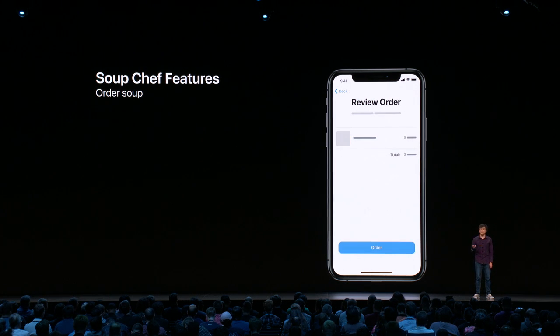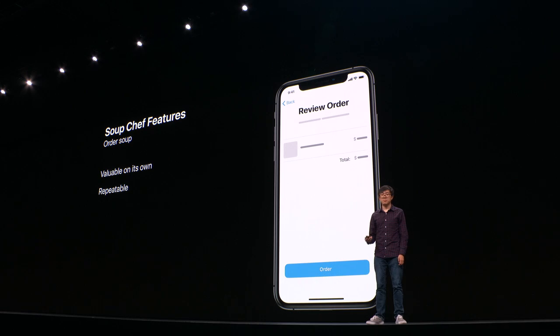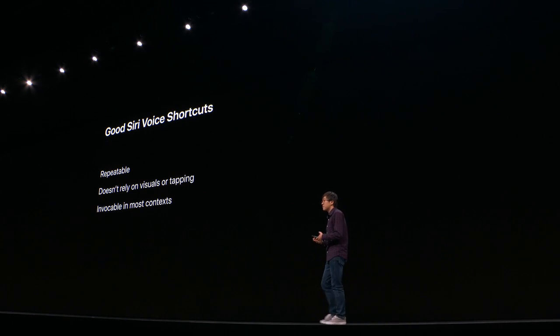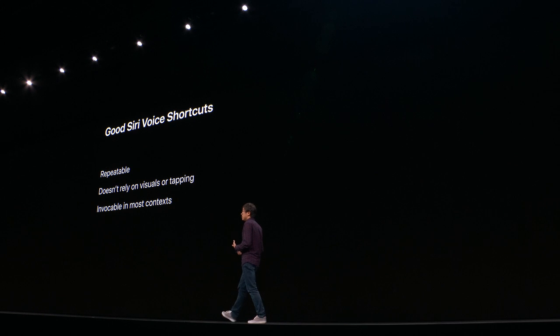Ordering a soup is a very valuable activity. In fact, the most important activity of your app, and you can imagine it being repeatable if a user has a favorite soup. So let's call this a pretty good candidate for a shortcut. So in summary, a great use for shortcuts will be something that is valuable or interesting to repeat, doable with your voice by not relying on visuals or tapping, and invocable in many contexts, so the shortcut isn't just applicable during a small window of time.